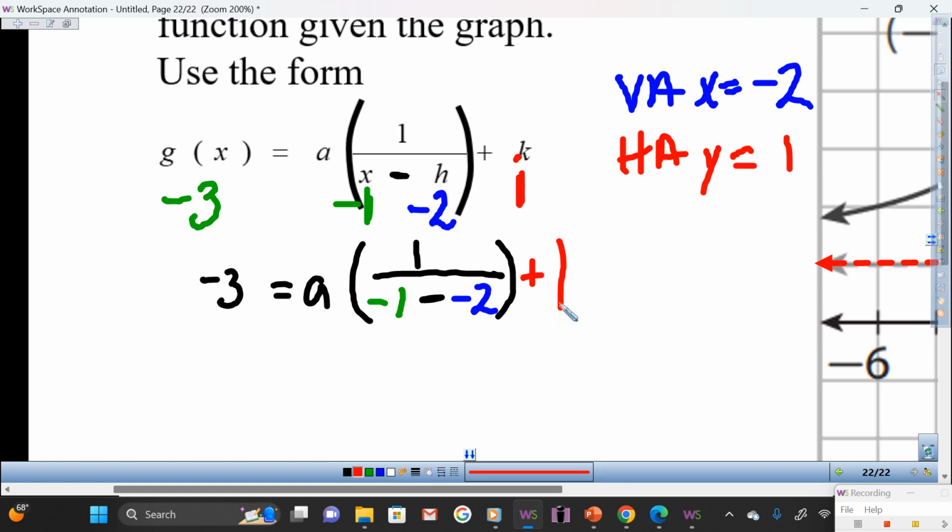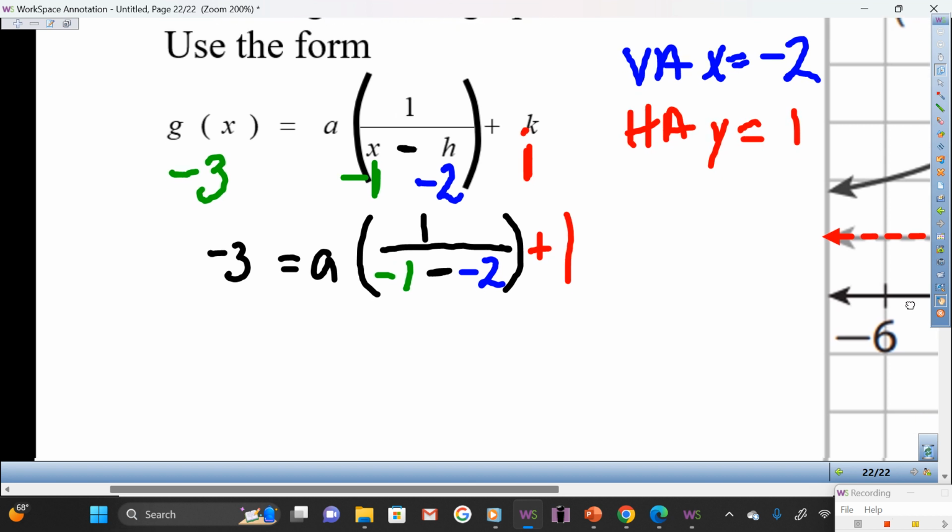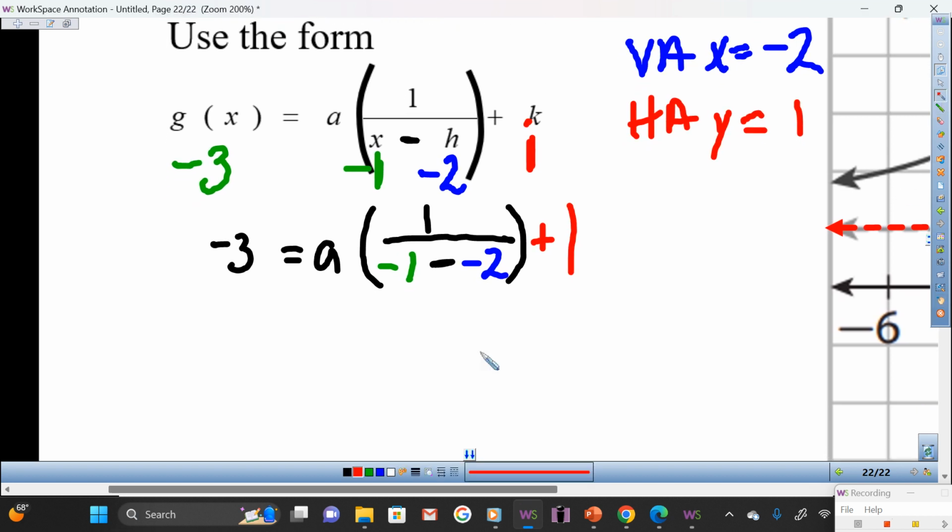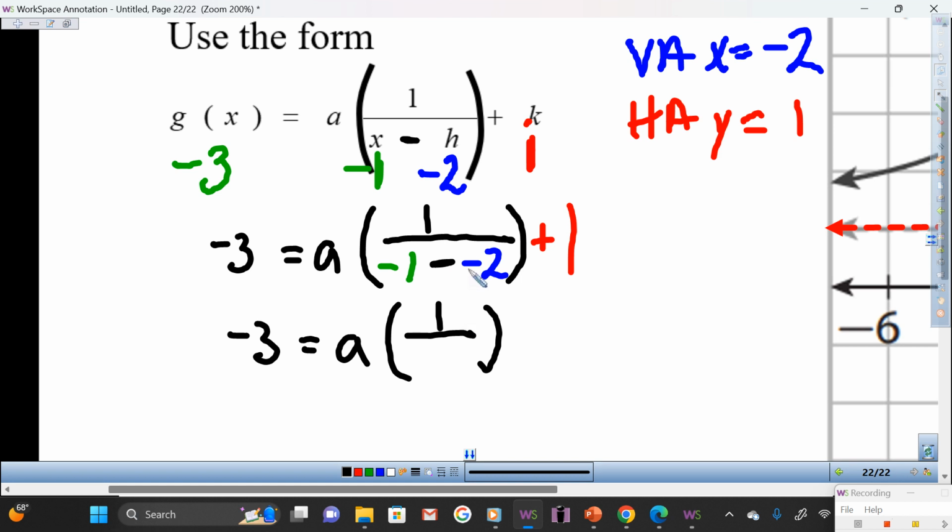All right, from there on, I'm going to solve for a. I'm no longer going to use colors. I just showed you the colors so you can see the substitution. So here we go. Negative 3 equals a. Let's see. 1 over. What is negative times a negative? Positive. What is 2 minus 1? 1. And at the end, plus 1. Okay. What is 1 over 1? Times a. A. Bring down the plus 1.